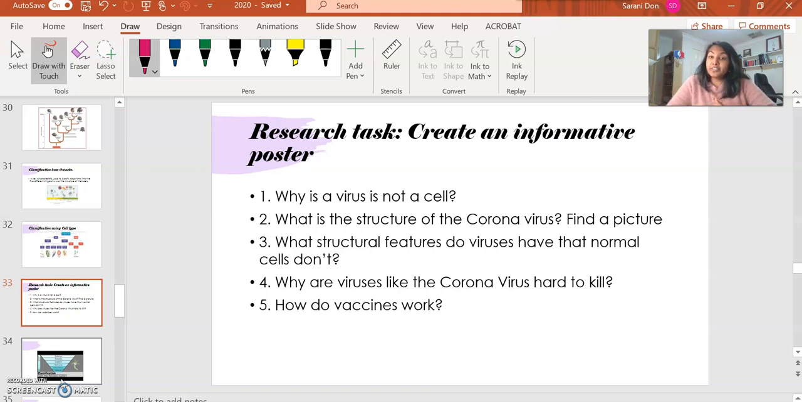What structural features do viruses have that normal cells don't? Why are viruses not classified as a cell? What's different about them? Some of them will be very interesting to see. Why are viruses like the coronavirus hard to kill? Why is the coronavirus still out there? And then, how do vaccines work? How do we know that viruses are killed off by vaccines, or it could be killed off by your immune system, but how does it actually work? You need to do that research and upload it onto OneNote.